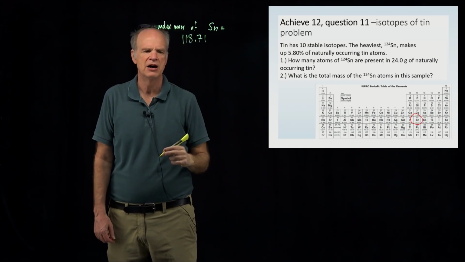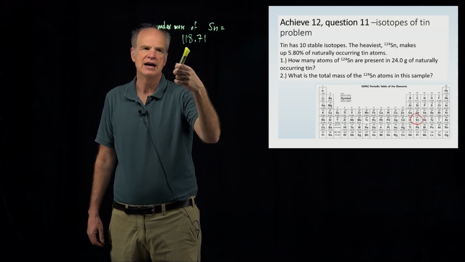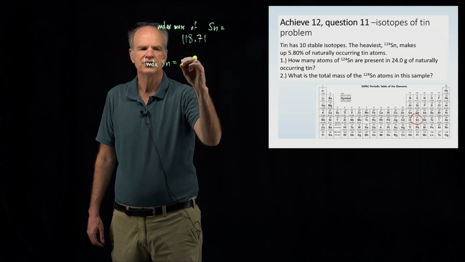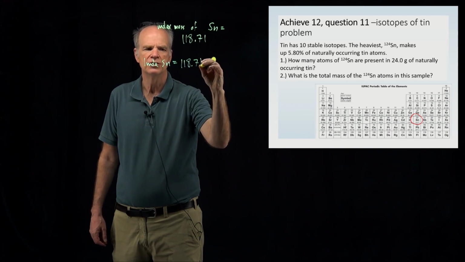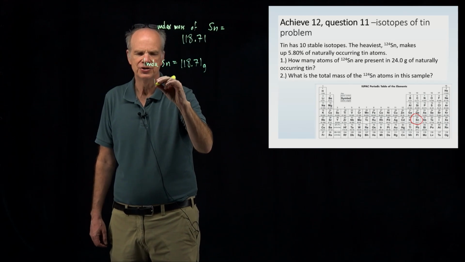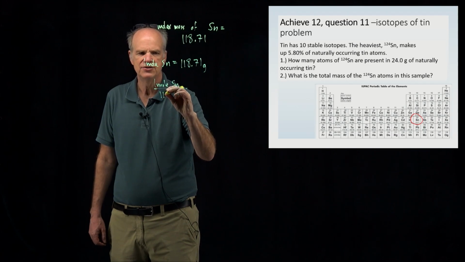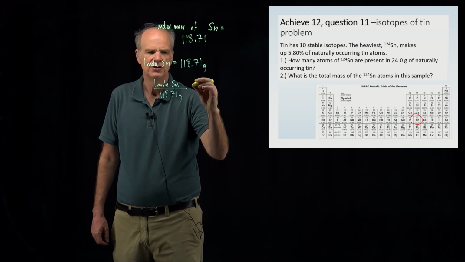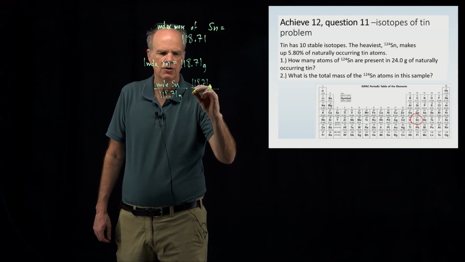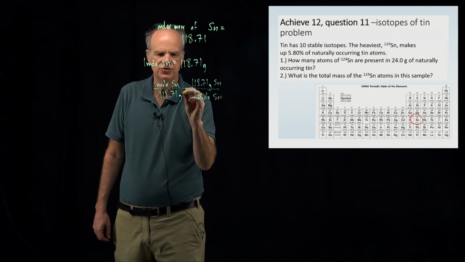So let me talk a little bit about what that means. What that means is that if you have 1 mole of tin atoms, it's going to have this mass. So 1 mole of tin is going to have a mass of 118.71 grams. And so from this equality, you can set up some fractions. So you can have 1 mole of tin over 118.71 grams, or 118.71 grams over 1 mole of tin. Let me just add tin here to the grams of tin.